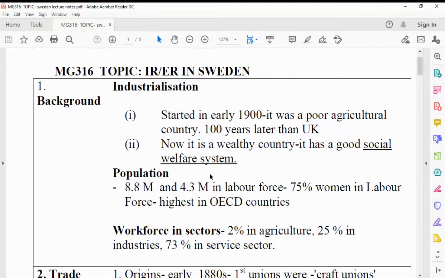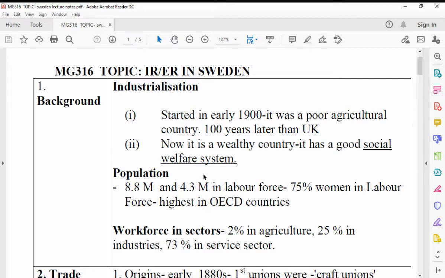And actually the people do not mind in Sweden, and the reason for this is because of transparency reasons and accountability reasons. So people are able to see where the tax that they have paid is being utilized, hence they have a very good social welfare system as well.